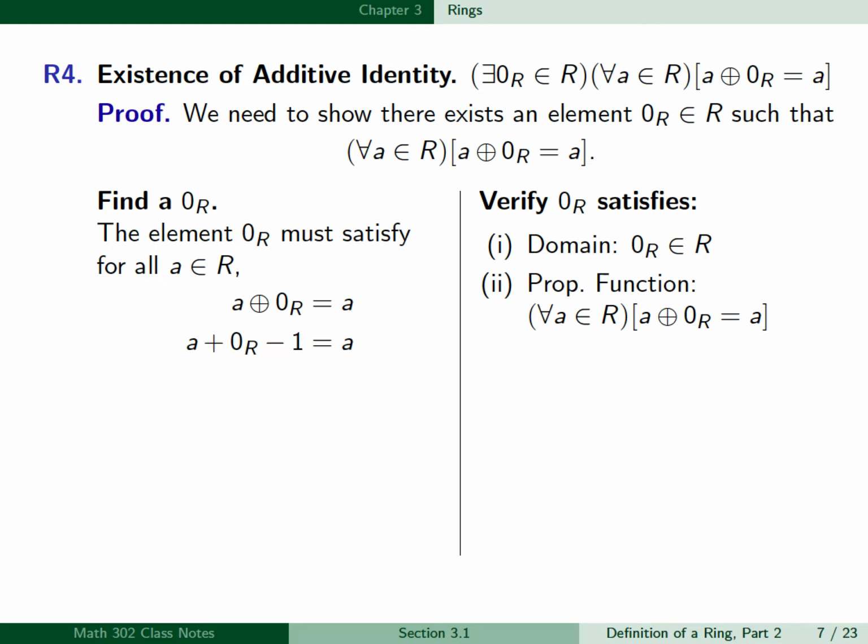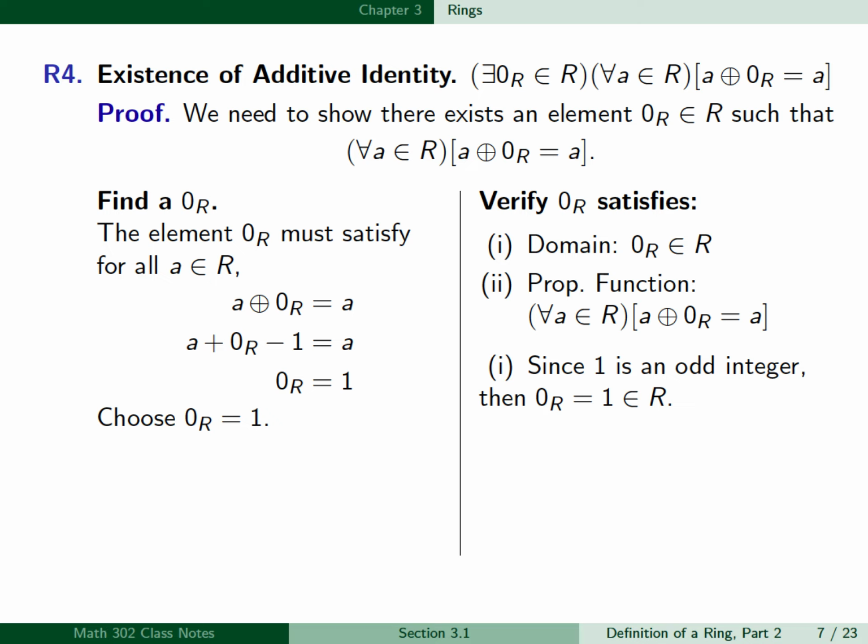And on the left side, this is a plus 0 sub r minus 1, and the right side is still a. And we can solve this equation now for 0 sub r. The a's will cancel, and this will give us 0 sub r is equal to 1. And so we'll choose 0 sub r equal to 1. So our additive identity element is going to be equal to the integer 1.